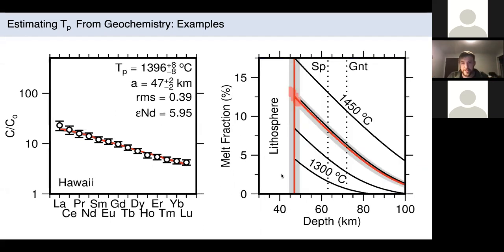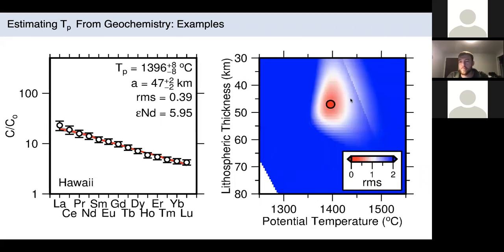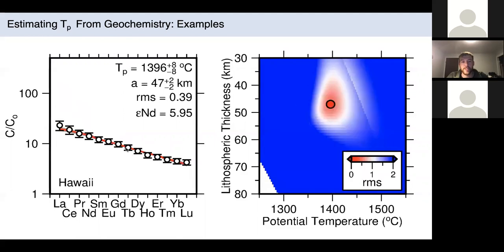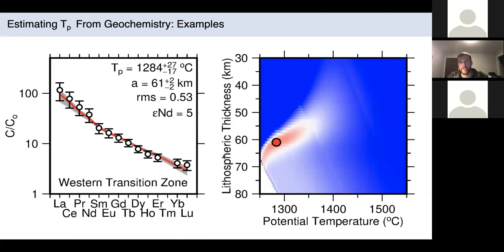Instead of looking at this in depth melt fraction space, we can look at it in terms of misfit. And so here you can see we get a nice global misfit well that again is around 50 kilometers depth, 1400 degrees temperature. If we change to the Western Transition Zone, which is another area of the US, you can see that the rare earth element profile increases in gradient, and therefore we're fit with thicker lithosphere and lower temperatures.